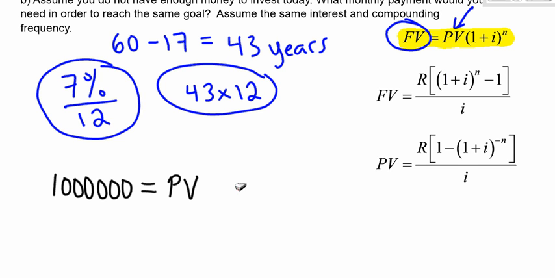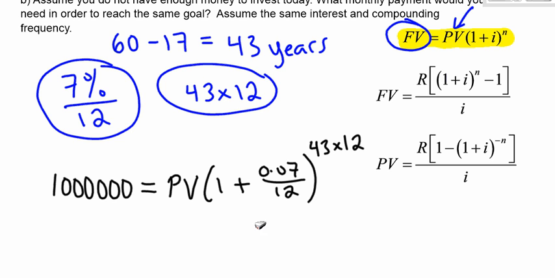So we want to know the present value. My interest is 7%, but it's cut into 12 pieces because it's compounded monthly. And my 43-year time period is actually multiplied by 12 because it happens every month. So again, that monthly impacts both this number and this number. So let's see how much of this we can calculate.